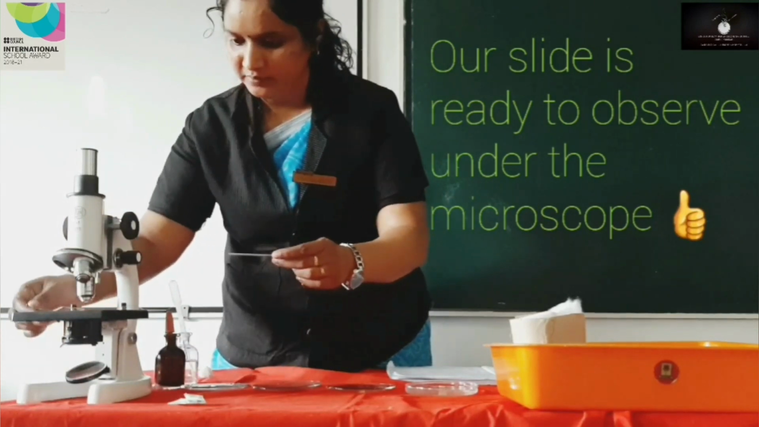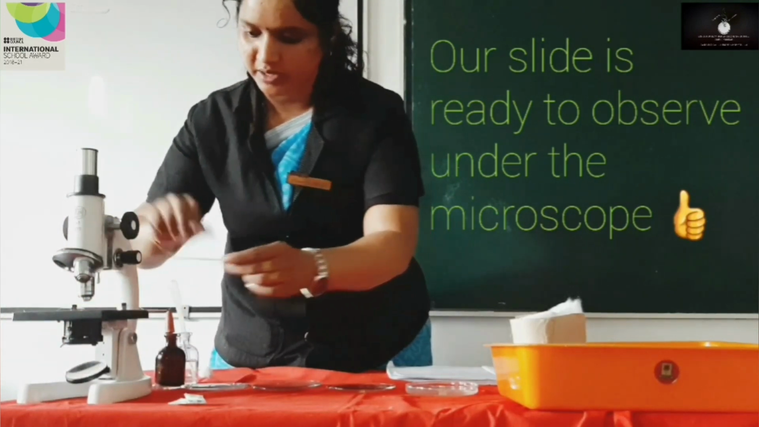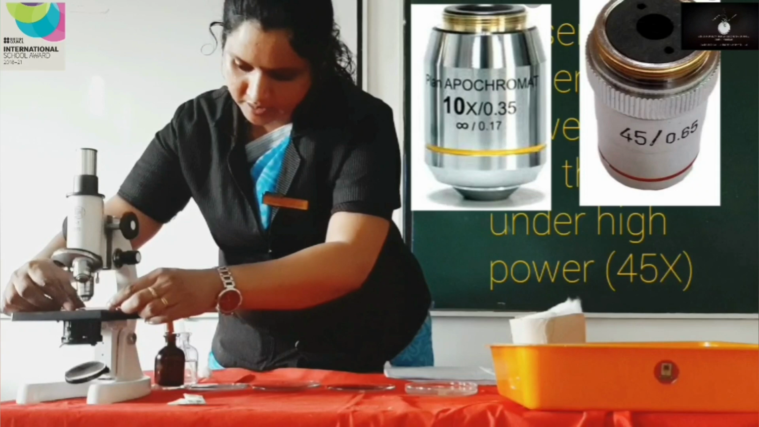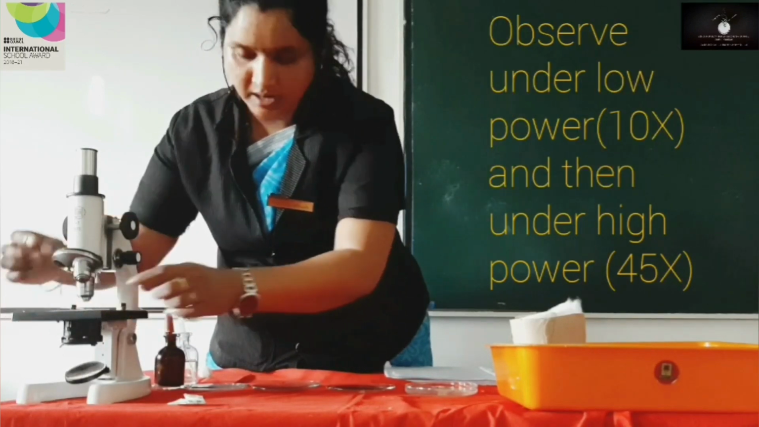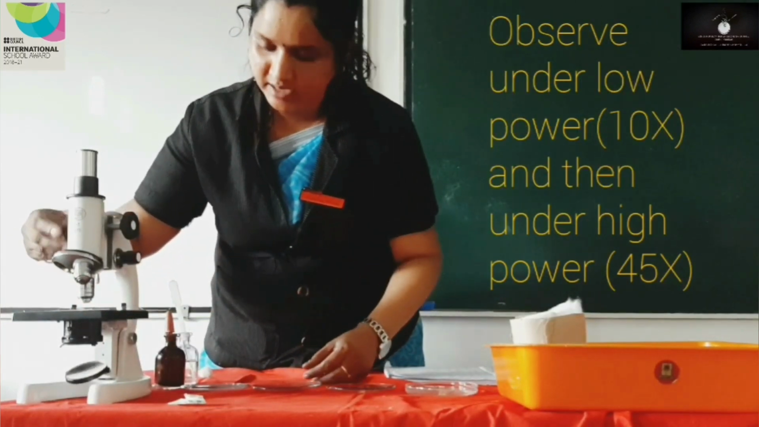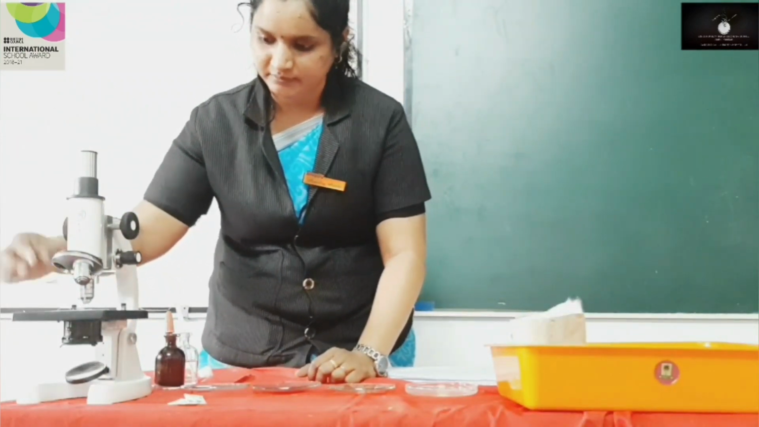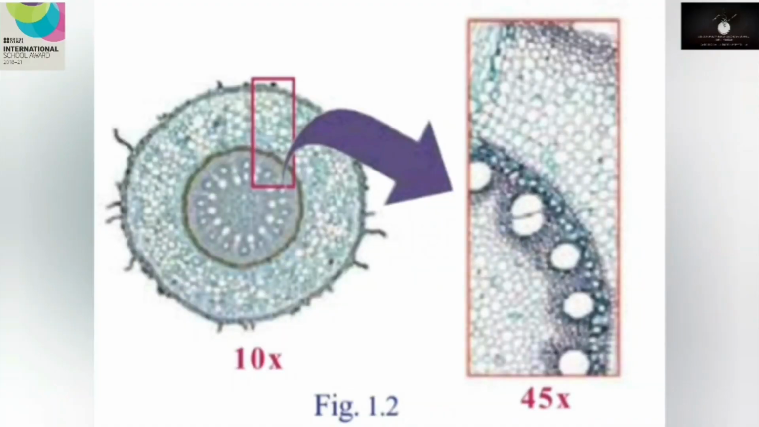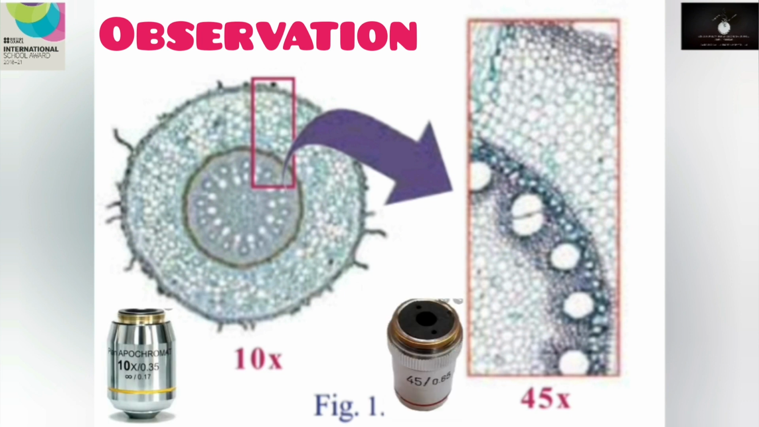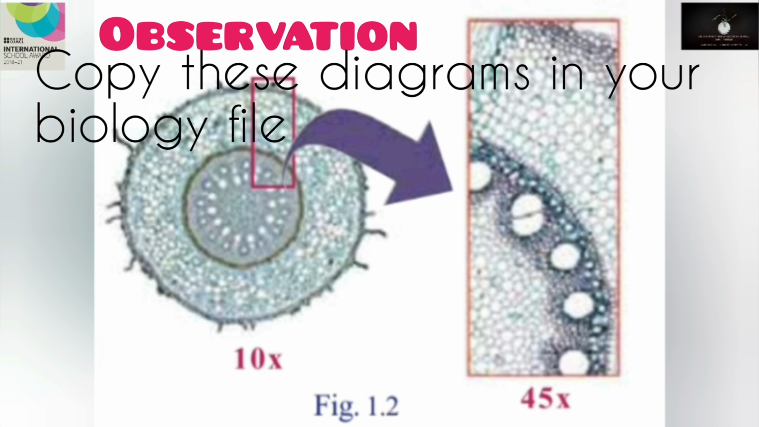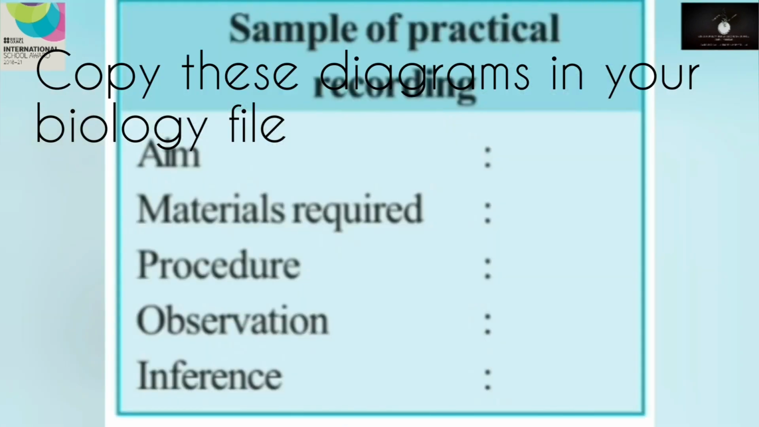We can observe the slide under the microscope first with low power and then high power. Low power is 10x and high power is 45x. Now try to understand the difference in the magnification when 10x and 45x lenses are used. Now you can see the little chambers, that is cells, of which the plantain root is made up.